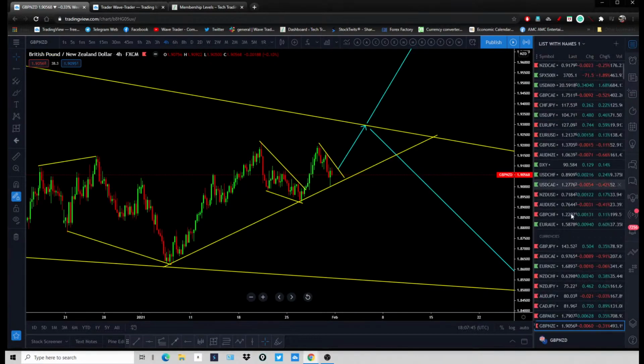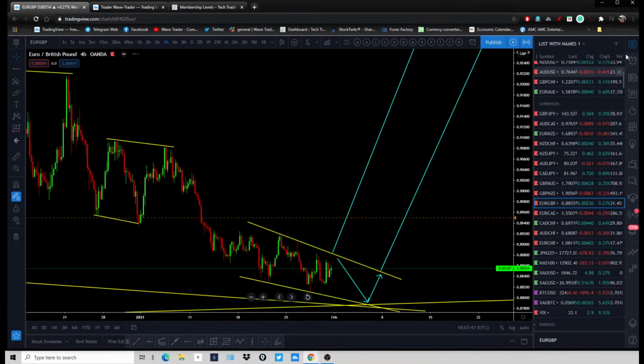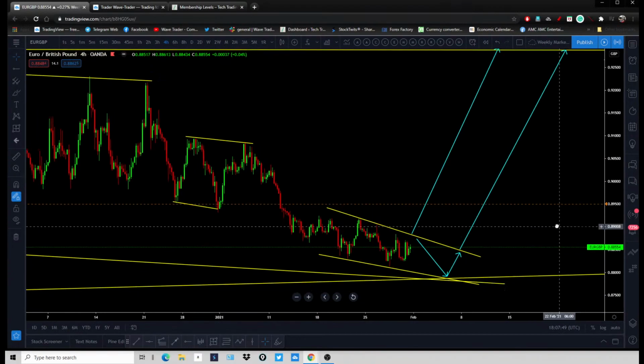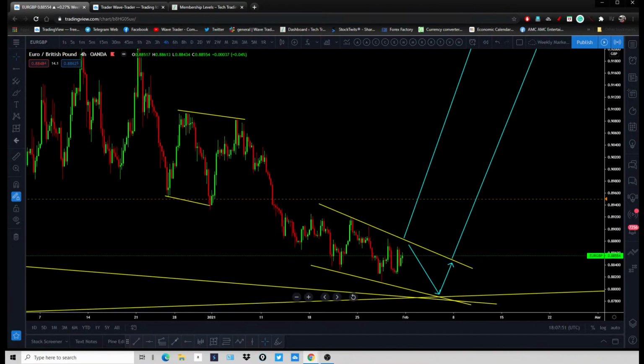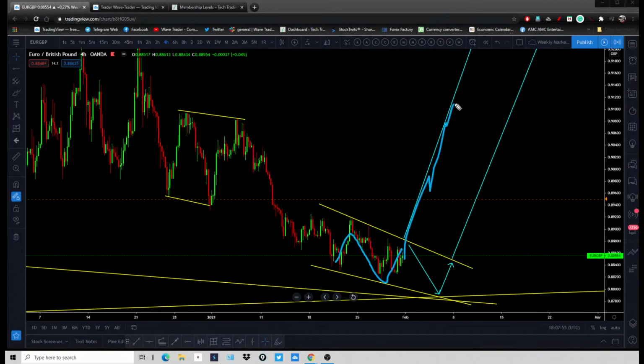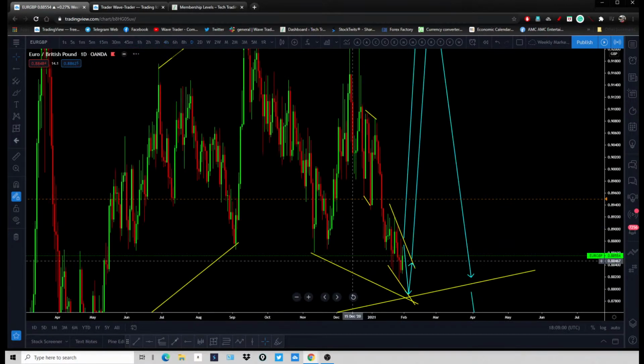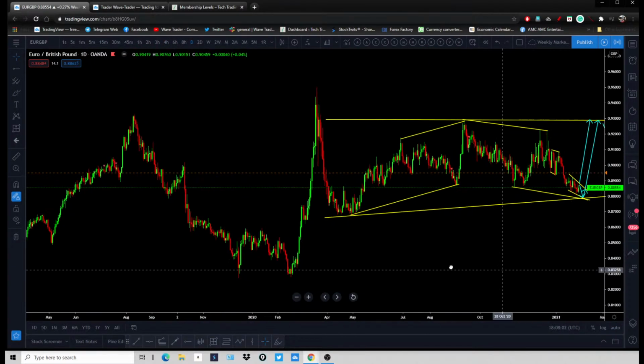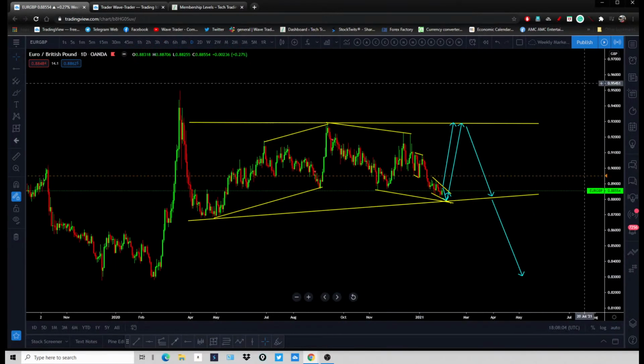All right, so euro pound. Euro pound to break out of this channel. The channel is there. Breakout and continue to keep pushing higher. It's the reverse of the pound chief chart. If I look at the bigger time frame, that trade, where the arrow is showing.